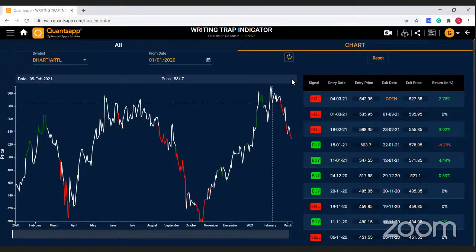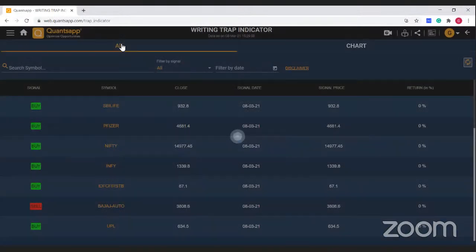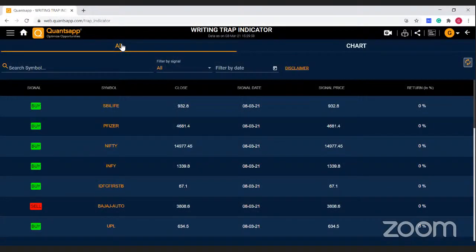So this was about the trap indicator. Again I will go through this tool. The trap indicator is a tool which gives signals on the stocks where the writers are being trapped. So for a particular stock where the option writers have their open position, this tool catches that open position and gives a signal based on it.